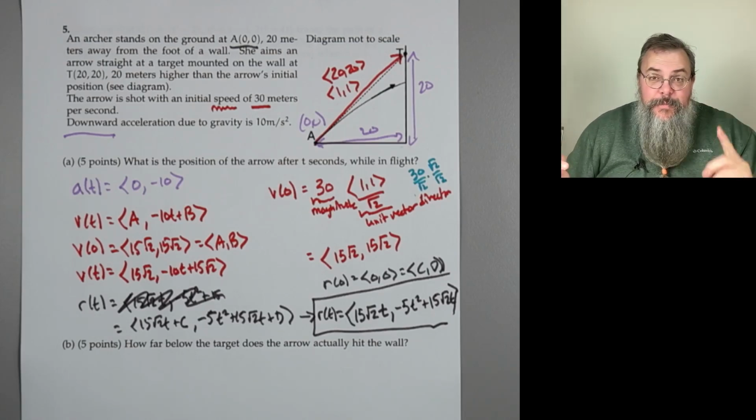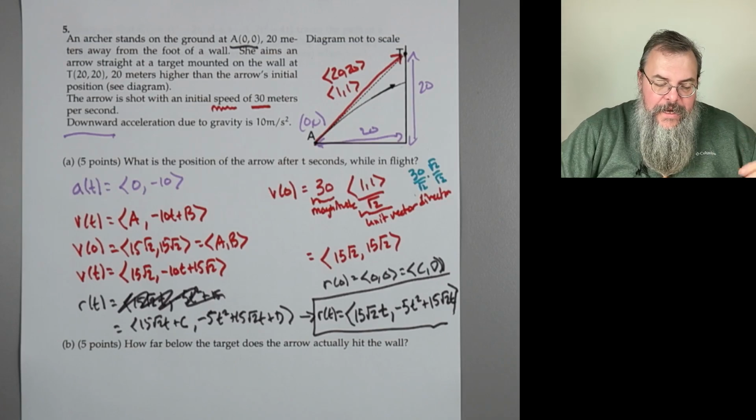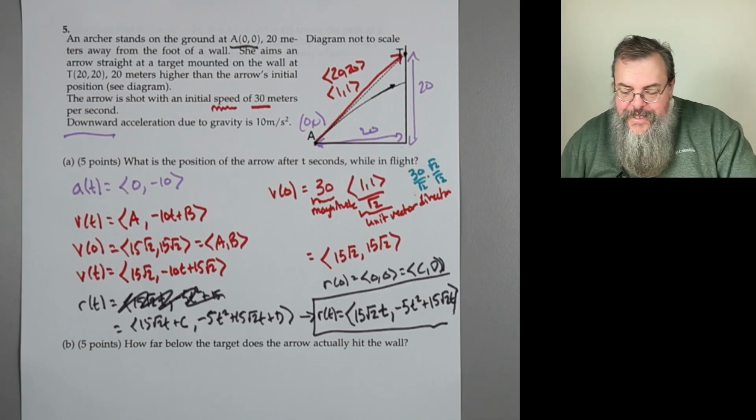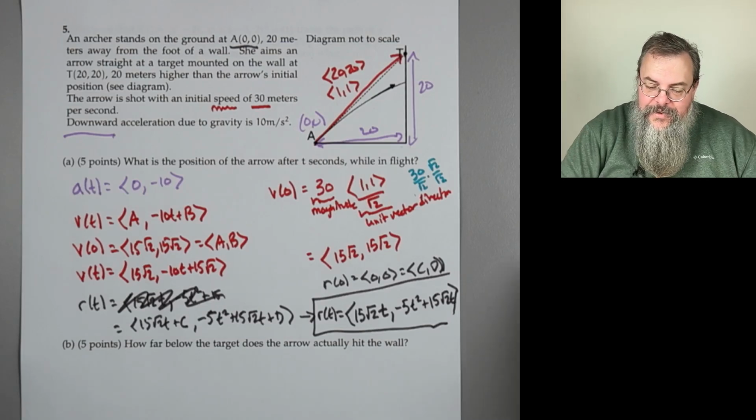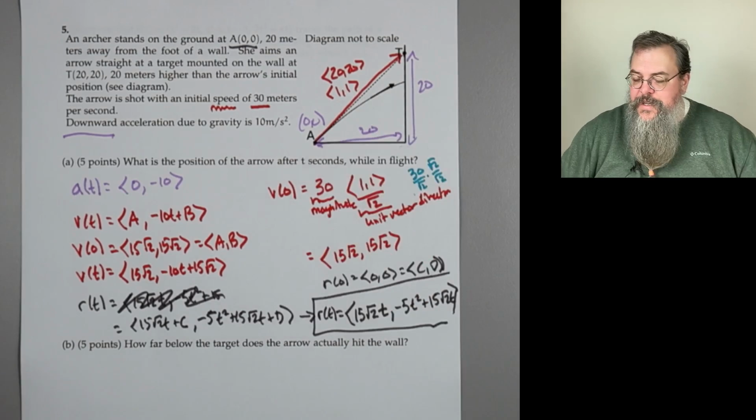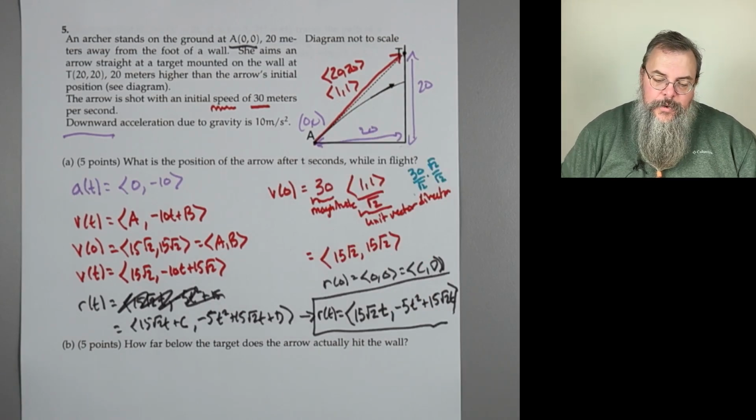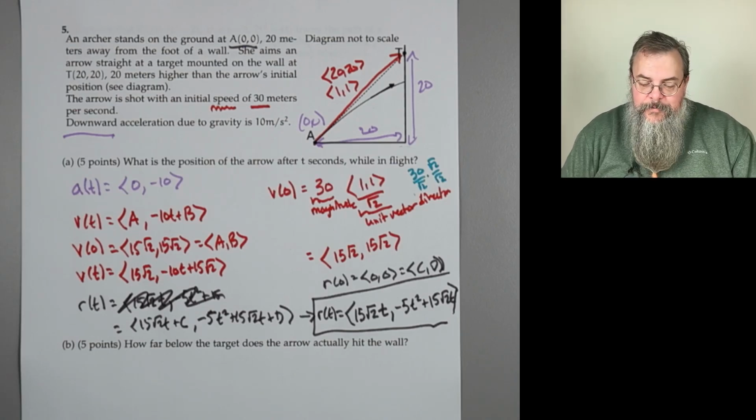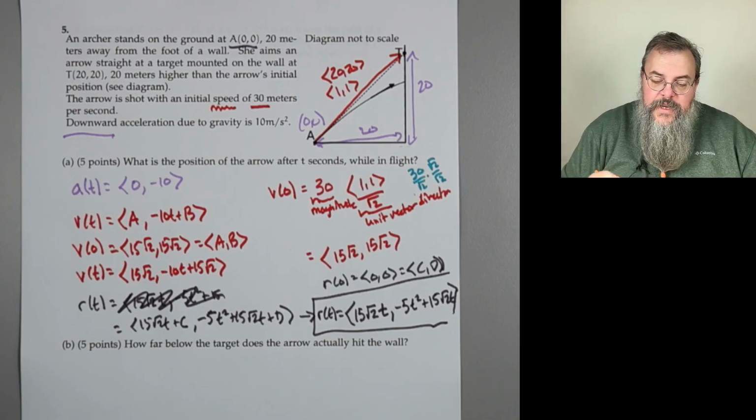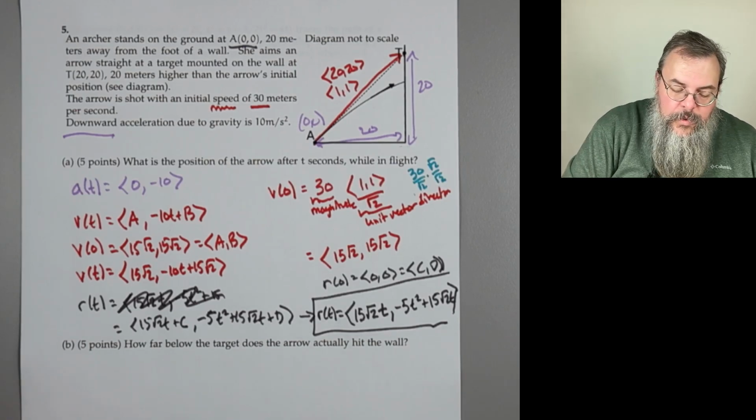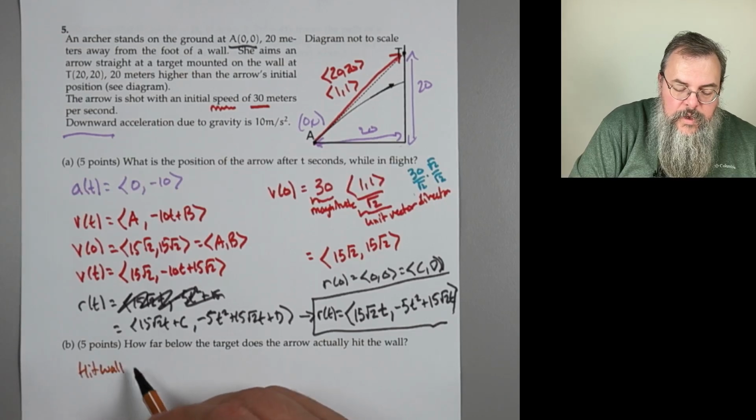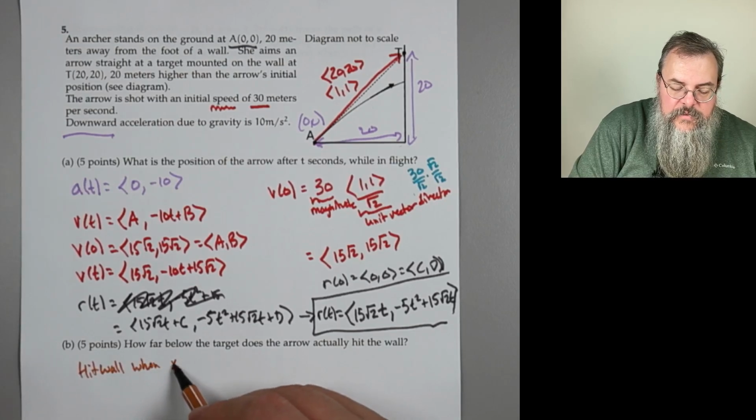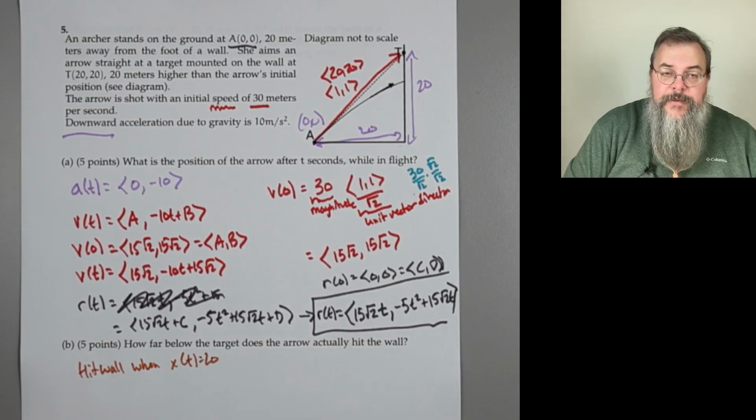Now, part B. How far below the target does the arrow actually hit the wall? Okay, so where is that? Well, where will it hit? So we need to figure a couple things out. First off, when do we know we hit the wall? We'll hit the wall when our x of t is 20.